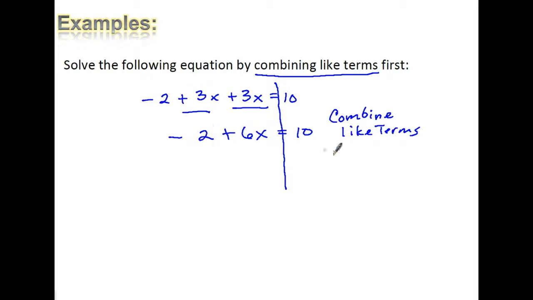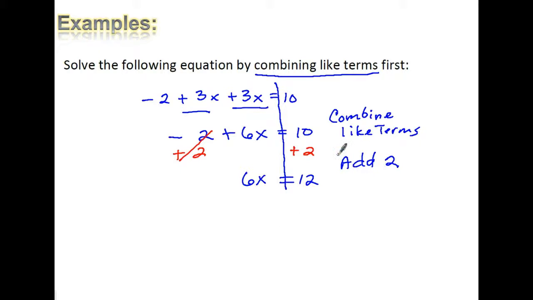Alright, next step. We have negative 2 plus 6x equal to 10, and we want to solve for x, so we're going to have to get rid of this negative 2, which means we're going to add 2 on both sides. We add 2 here, and that cancels this negative 2, and then we add 2 here. We end up with 6x equals 12.